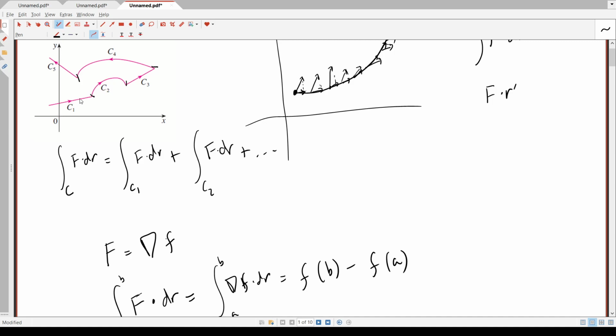So if we could write capital F as the gradient of some potential function, then this integral over here on the left, whatever integral it is, it really doesn't matter. I just need to evaluate the function here, and that's it. So I don't have to worry about all this parameterization. So that's nice. And let's do a couple examples of that.